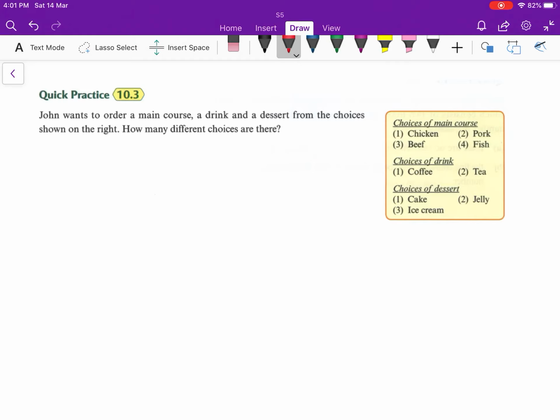Now take a look at the example. Here, you also go into a restaurant to order, but now this is not rice, noodles or congee, because you are not just ordering one item, you will order a few items. John wants to order a main course, which means you choose one of them. When you go in, you will choose the main course first. When you have the main course, then you go to the second step, you want to order a drink. Then the last one, you want to order a dessert. So you have 4 choices of main course, so you can choose either one of them. Then 2 choices of drink and 3 choices of dessert.